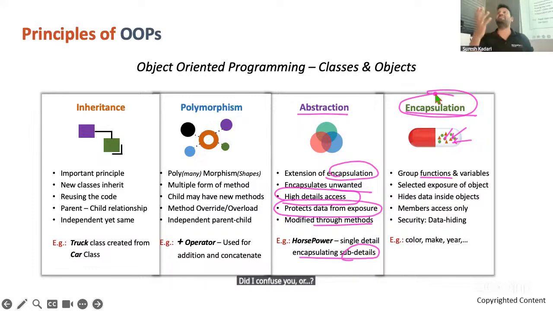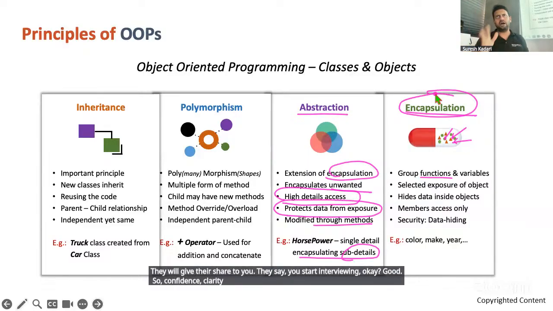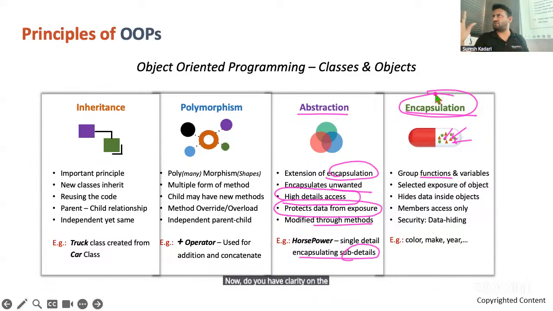Okay. See, if you speak like that in the interview, they will give their chair to you. They'll say, you start interviewing. Okay, good. Confidence, clarity on the topic. Now, do you have clarity on classes, objects and all? If you have clarity, wait for that question. Ask me about class. Ask me about object. The moment they ask, take a breath, and then talk nicely one by one.